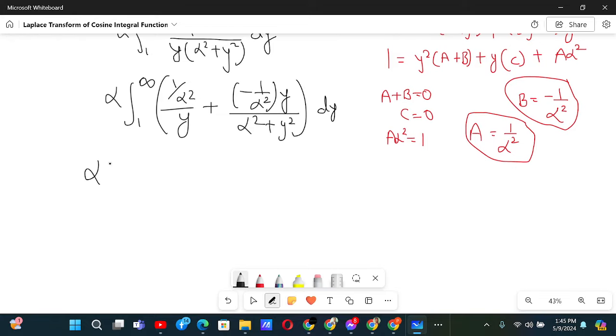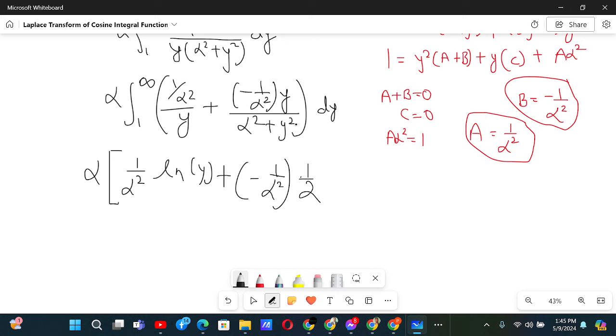Now it's the perfect time for using the high school integration techniques. 1 by alpha square, integral of 1 by y is just ln of y, and then plus over here it's minus 1 by alpha square. Now let's also take 1 by 2 in the denominator so that we have 2y over here. Here it's y square plus alpha square. Now the derivative of alpha square plus y square is just 2y, so that's why the integral will basically be ln of alpha square plus y square. Yes, now this goes from 1 to infinity.